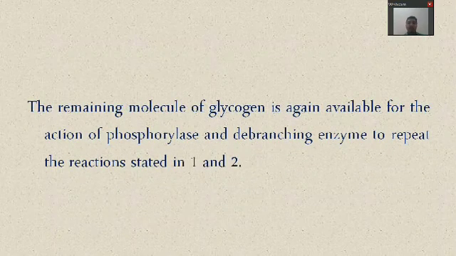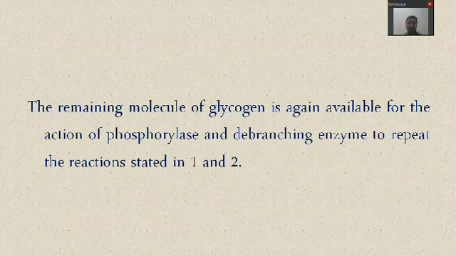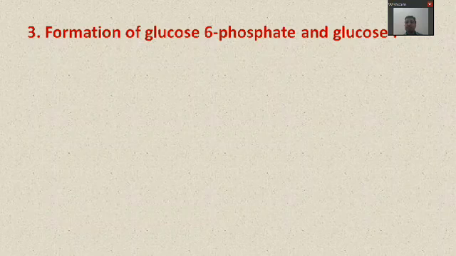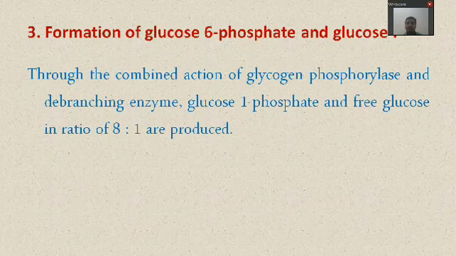The remaining molecules of glycogen are available for the action of phosphorylase and debranching enzyme to repeat steps 1 and 2. The third step is the formation of glucose 6 phosphate and glucose. After step 1 and step 2, we get glucose 1 phosphate and free glucose in the ratio of 8:1. That means 8 molecules of glucose 1 phosphate and 1 free glucose molecule. As we know, limit dextrin is made up of 9 glucose residues.